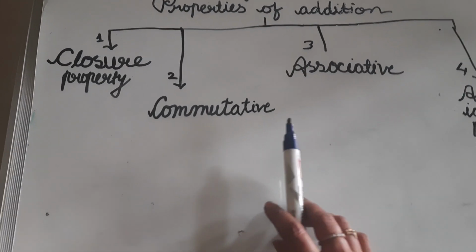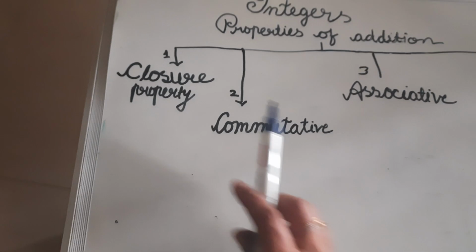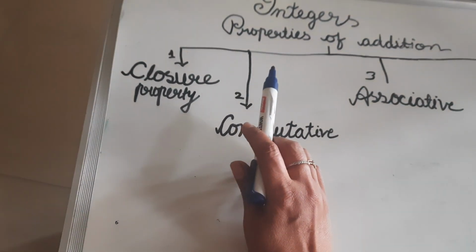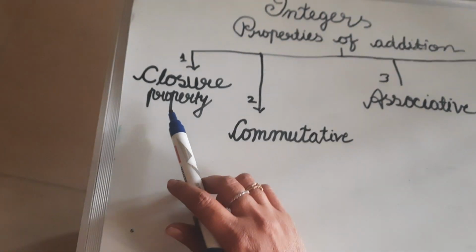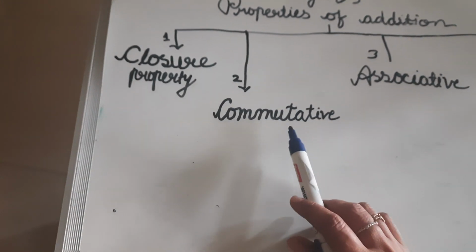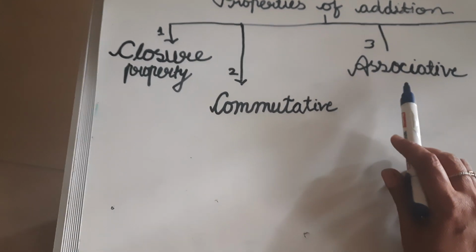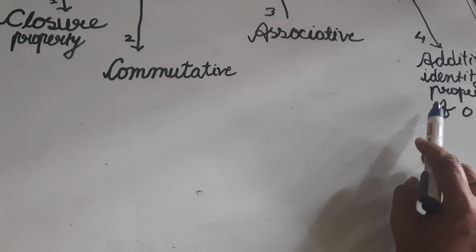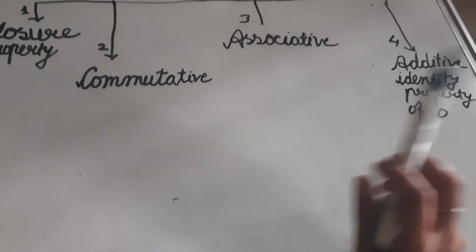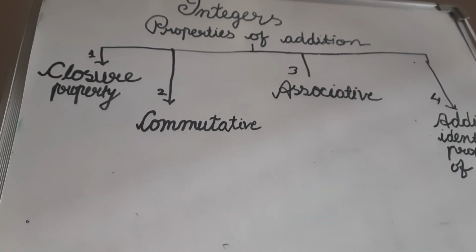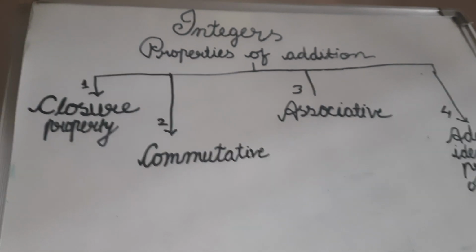These are the four properties we are going to learn here. Properties for integers. First is closure property, second is commutative, third is associative, and fourth is additive identity property of 0.